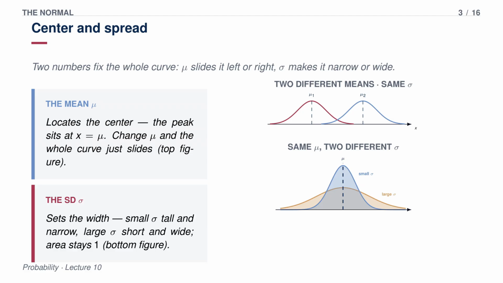And the sigma slider pinches or stretches the bell. A small sigma gives a tall, narrow one. A large sigma, a short, wide one. That's the bottom pair. But here's the catch.